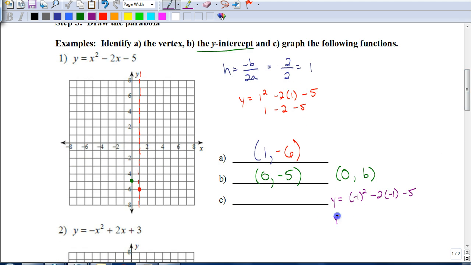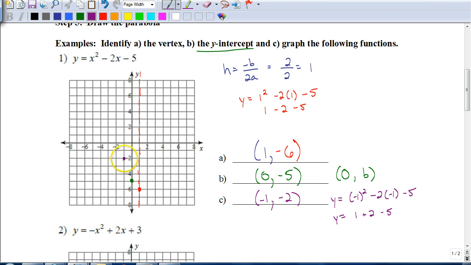When I do that, negative 1 squared is 1. Negative 2 times negative 1, well, that's a positive 2, and then minus 5. Well, 1 plus 2 is 3. 3 minus 5 is negative 2. I guess I didn't need this spot here for C, but we'll just put the other point here. So when I put negative 1 in there for x, I get negative 2 for y. So (negative 1, negative 2) would be right here.